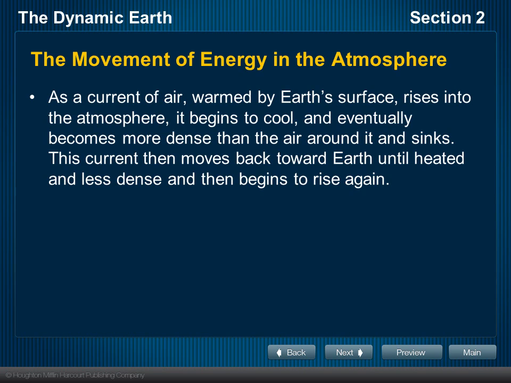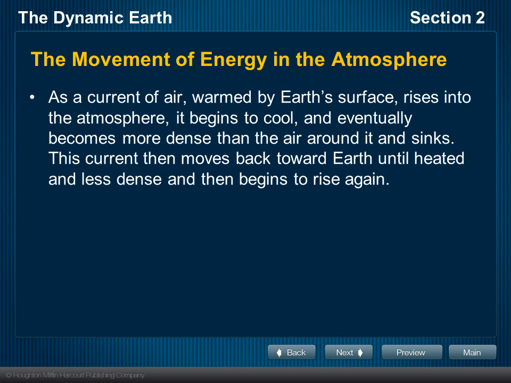Now, this understanding of convection helps us understand wind currents and other movements within the atmosphere. A current of air is warmed by the Earth's surface, it rises, it begins to cool, and eventually as it's cooling, it becomes more dense than the air around it, and it sinks again. And as it comes closer to the Earth, it is warmed, and as it's warmed, it rises again because it becomes less dense. And this creates these circular convection currents that create wind.